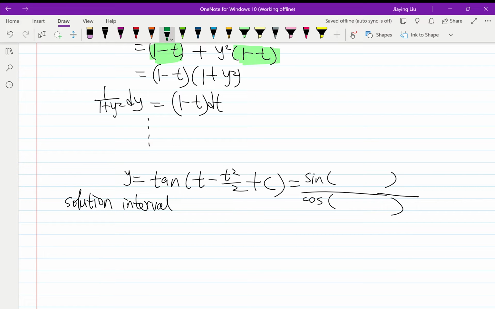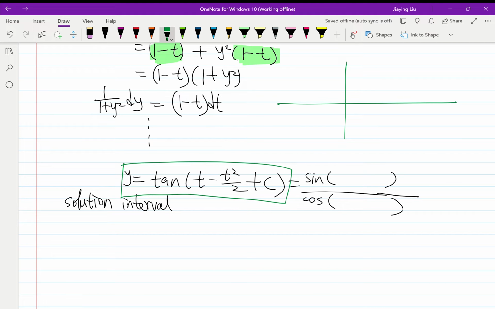That's what I did, being lazy. I just think, okay, this is a tangent function. And if I remember correctly, the graph of y equals tan x has a few vertical asymptotes. Well, actually, it has a lot of vertical asymptotes.